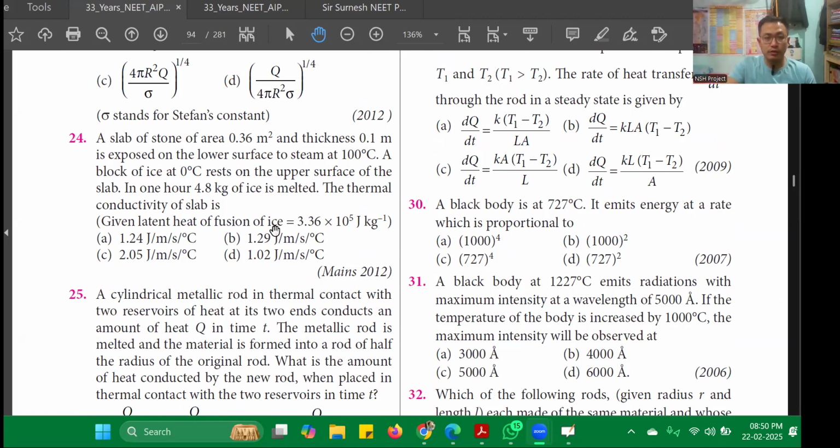So, this question is about a slab of stone of area 0.36 meters square and thickness 0.1 meter. It is exposed on the lower surface to steam at 100 degrees Celsius. A block of ice at 0 degrees Celsius rests on the upper surface of the slab. In 1 hour, 4.8 kg of ice is melted. So the thermal conductivity of the slab is, very simple.